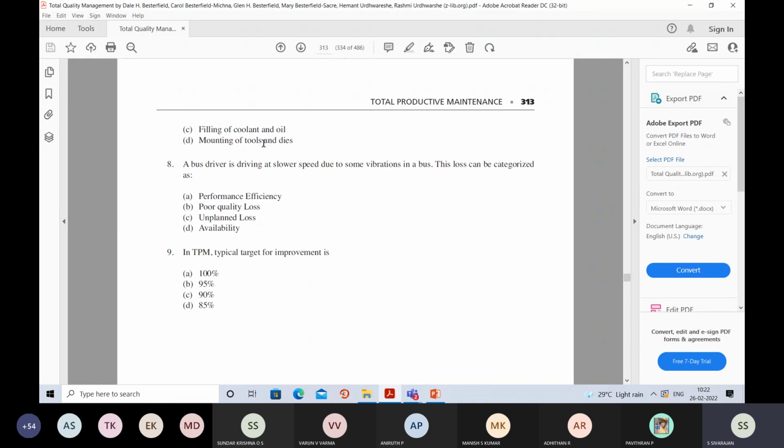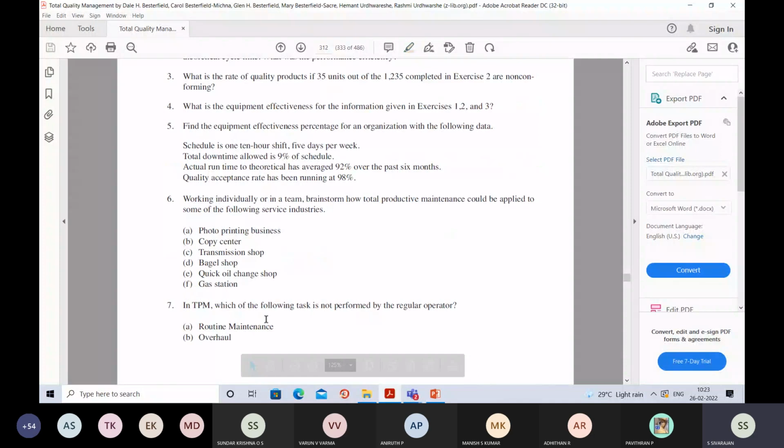No other person will go. Mounting the tool, taking out the tool, mounting the die. If it is a forming process, we will have punch and die. In case of a cutting process, a cutting tool will be there, a drill bit is there. So all the mounting, the operator has to do. Filling of coolant, the operator has to do. Same way, routine maintenance, some routine activities, some cleaning, the operator. Only repair and overhaul will be done by the maintenance person.